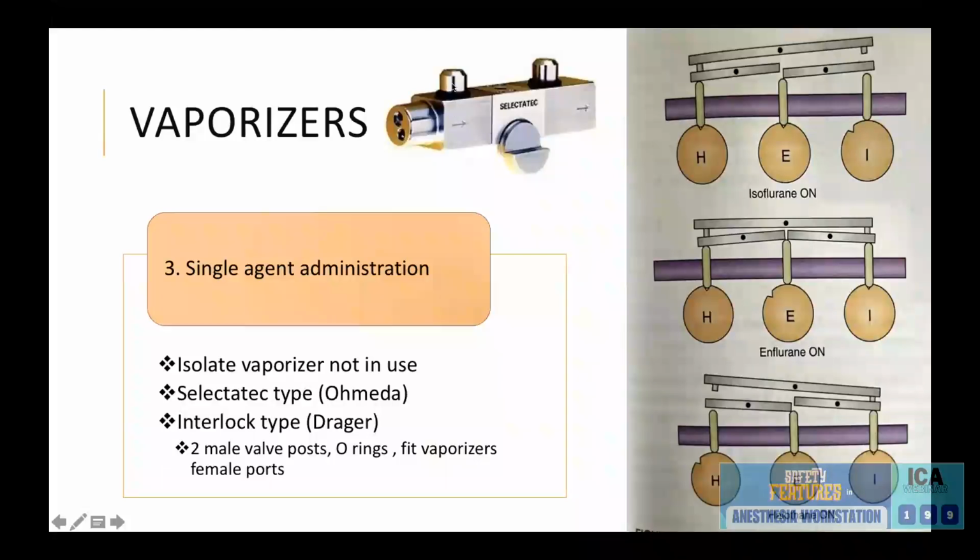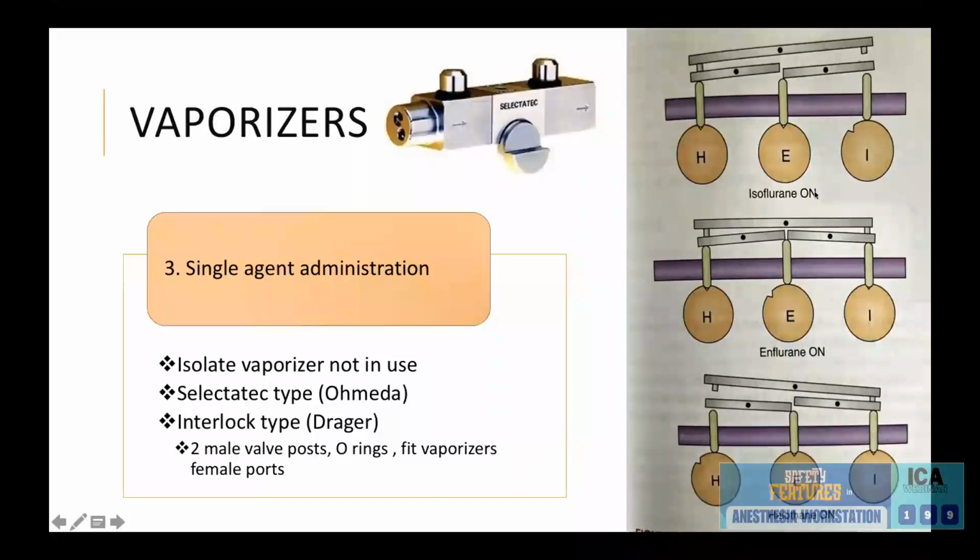In this, if you see, these are the two male valve posts, and they have O-rings around them to prevent gas leakage. And the vaporizer has female ports, which come and sit on this back port. Once you open the dial, a plunger gets emitted from the side, which prevents movement of the concentration dial of the next vaporizer. So if you see here, isoflurane is open, the valve is turned, so these are locked by the plungers here, right?